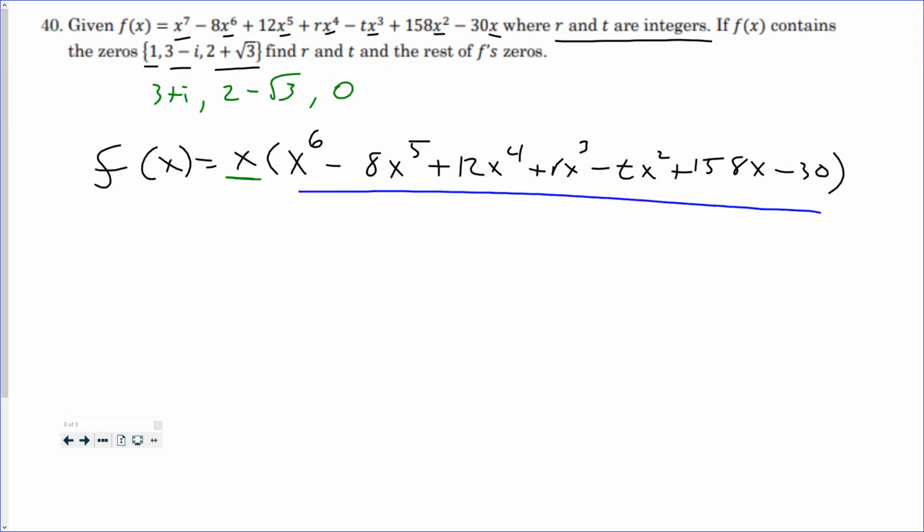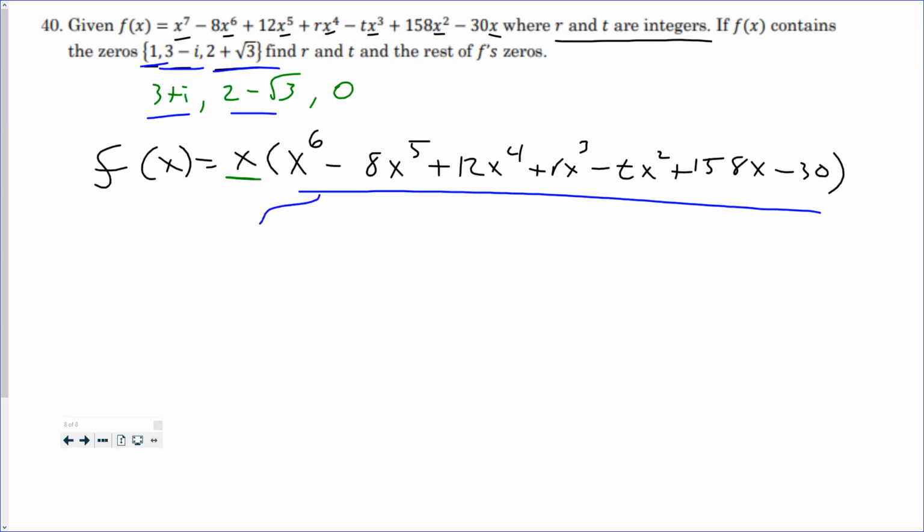So what I want to do now is start working with this part right here. This part underlined in blue, that's what I want to start working with, because that part right here has an r and a t. The x, I factored it out. I don't have to really deal with it anymore. It's not that important. But I do know that in this underlined blue part, 3 plus i, 2 minus root 3, 3 minus i, 2 plus root 3, and 1 are all factors.